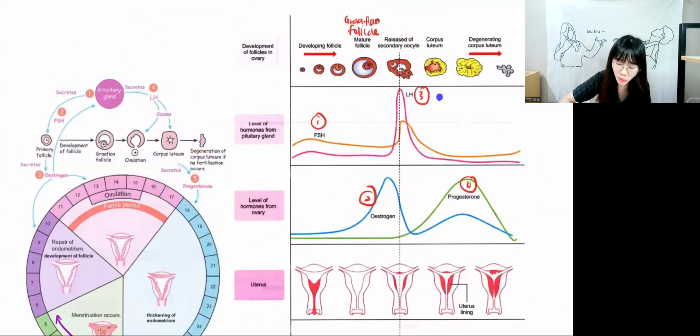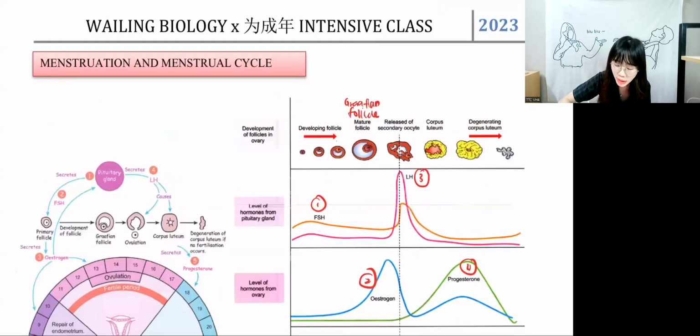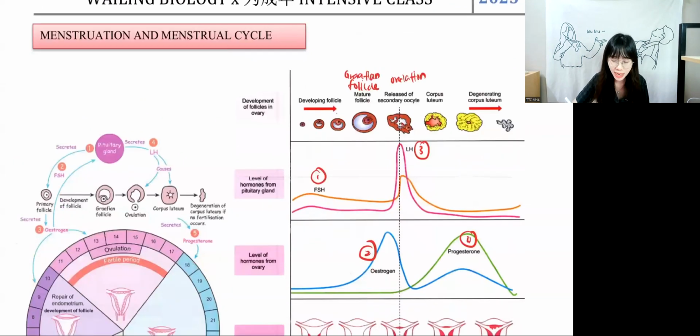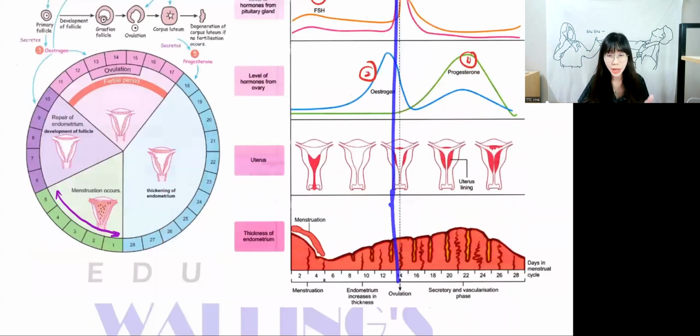The third hormone, luteinizing hormone. The function of luteinizing hormone is to release the secondary oocyte, which we call ovulation. On day 14, actually some books write day 13, but either is okay. You have to look at the question, day 13 or day 14, ovulation. So during ovulation, the woman releases the secondary oocyte. When you look downwards over here, you can see that the endometrium is still repairing.